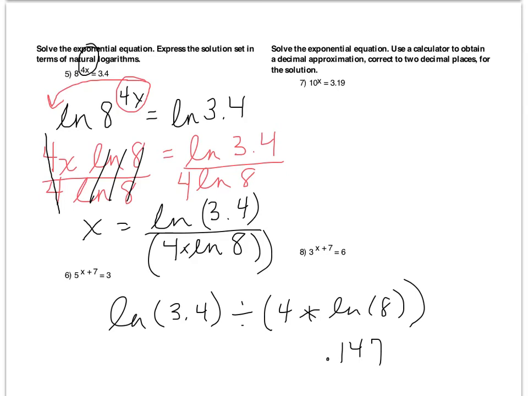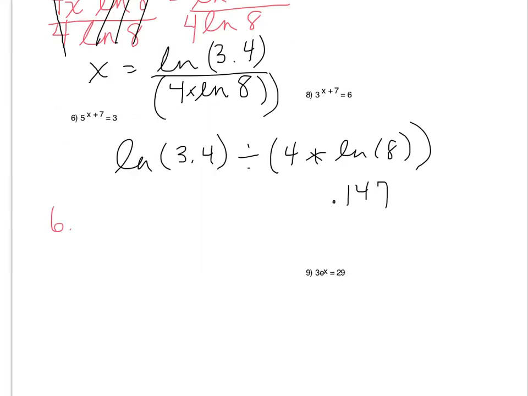Number 6. So the exponent is x plus 7. 5 to the x plus 7 power equals 3. I'm trying to solve for x. X is an exponent. The only way to solve is take the natural log of both sides.